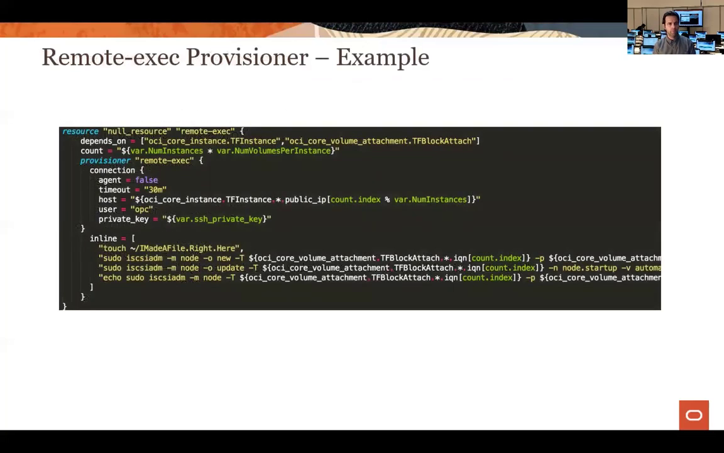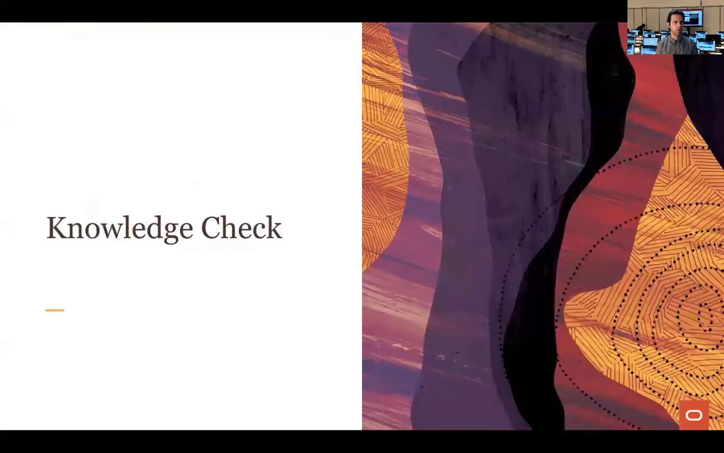As an example here, this is basically used for attaching an iSCSI block volume. So once we create a compute resource, we create the volume, and we create the volume attachment, we have to go to the operating system itself and execute the iSCSI commands to actually mount that volume.